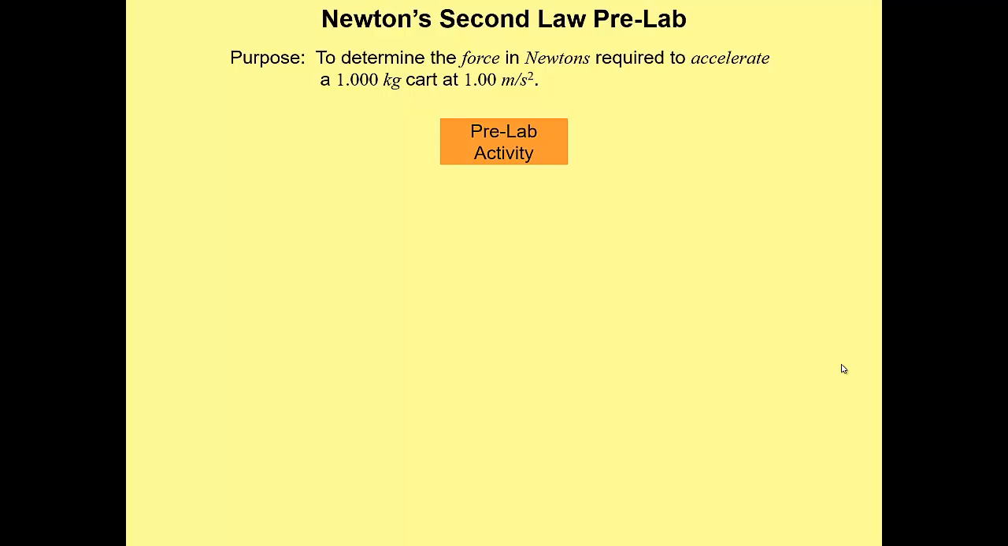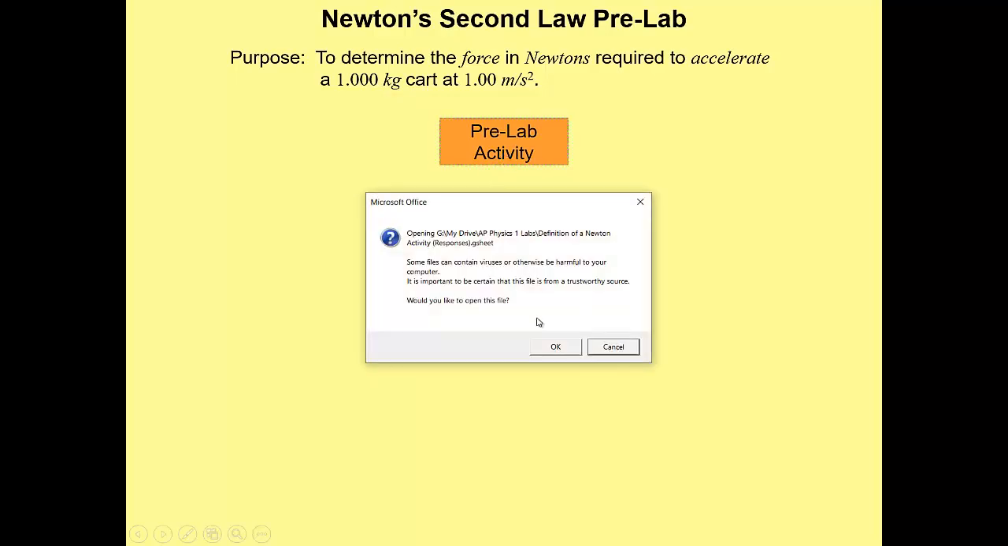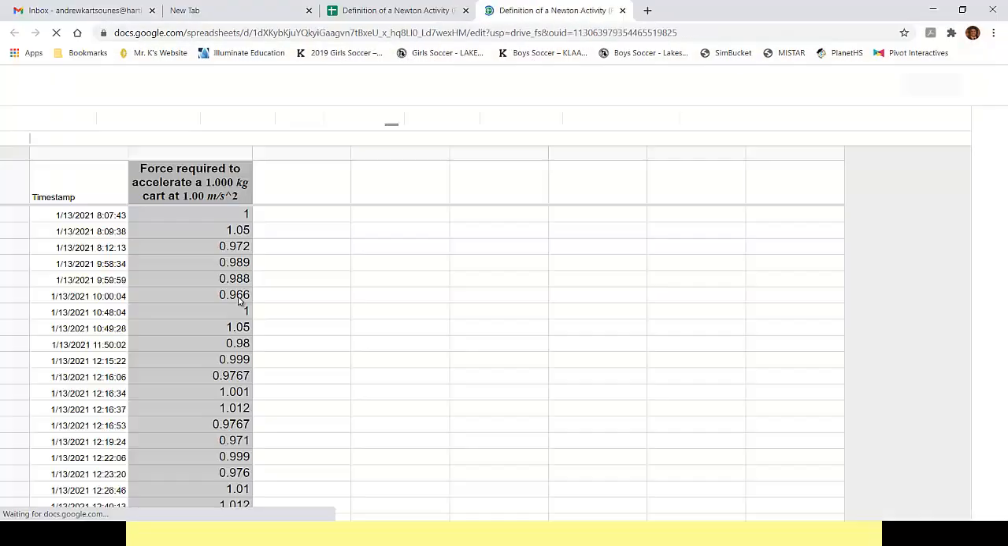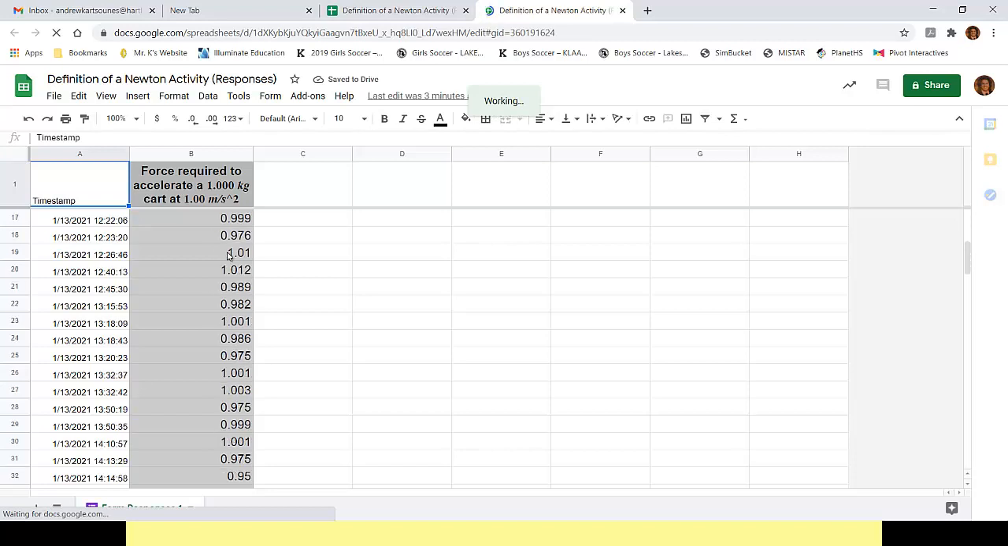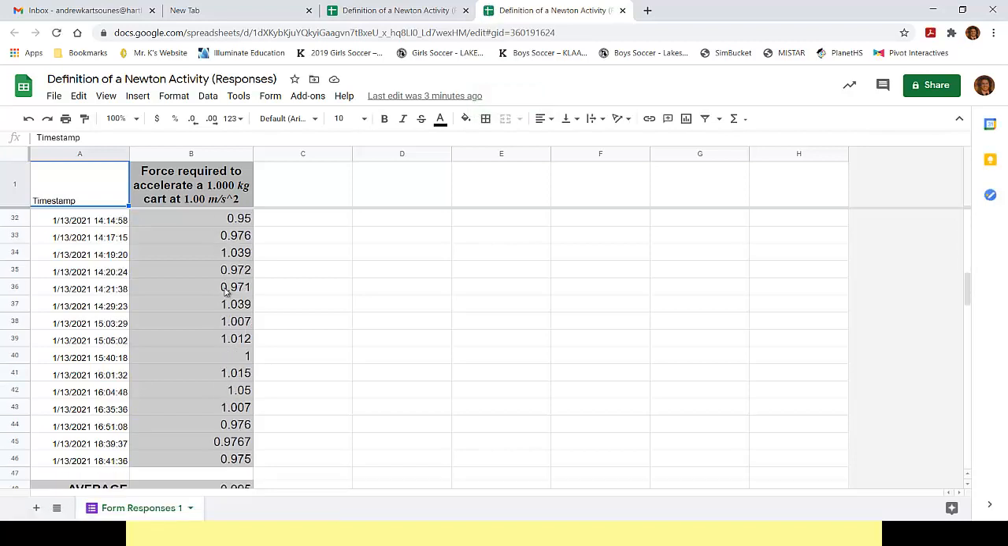Hello, everybody. So in our last activity, we figured out what a Newton was, right? We defined a Newton. We did a little lab where you were trying to figure out how much force in newtons you had to apply to a 1 kilogram cart to make it accelerate at 1 meter per second squared. And if we look at the results that we got out of that lab, you will see that everybody's force was pretty close to one another. See how those are all really close?